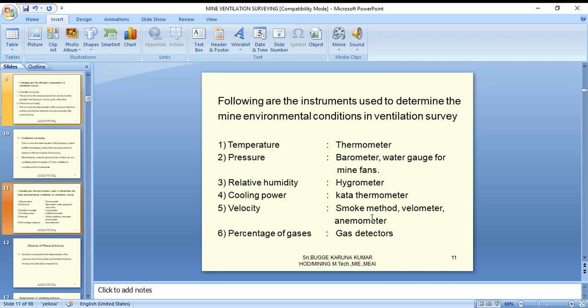The smoke method is sending smoke from one place to another, and the time taken to reach is calculated. The velometer is placed against the wind direction, and the wheel rotation gives the measurement. Similarly the anemometer. Gas detectors give the percentage of gas. These are most of the equipment used for conducting environmental condition ventilation surveys.